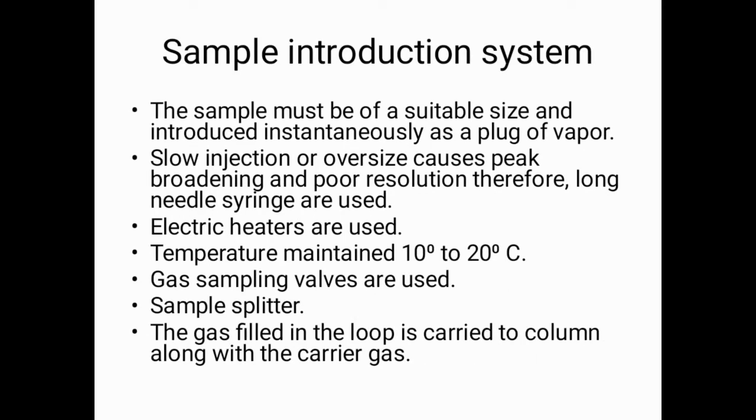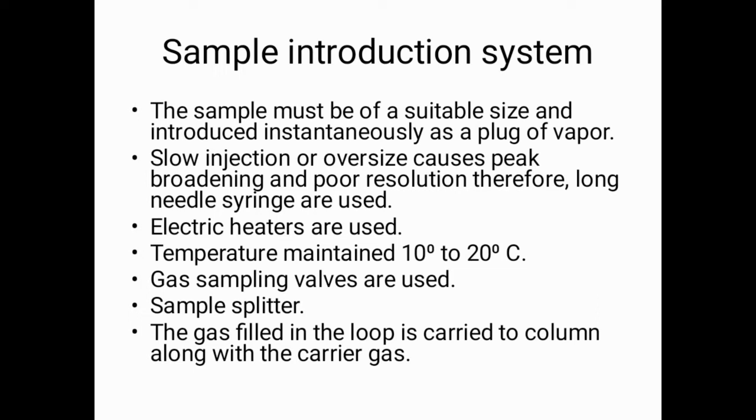The sample used must be of a suitable size and introduced instantaneously as a plug of vapor. A slow injection or an oversized sample causes peak broadening and poor resolution. Therefore, a long needle syringe is used to prevent band broadening due to diffusion of the sample band. Also, electrical heaters are used which control the temperature electronically, and the temperature is maintained at 10 to 20 degrees Celsius higher than the boiling point of a component so that it vaporizes in the column.